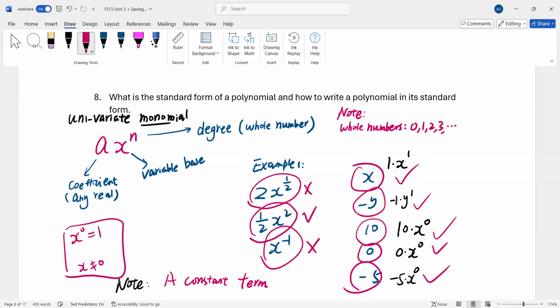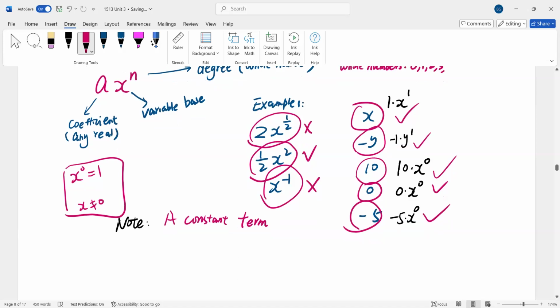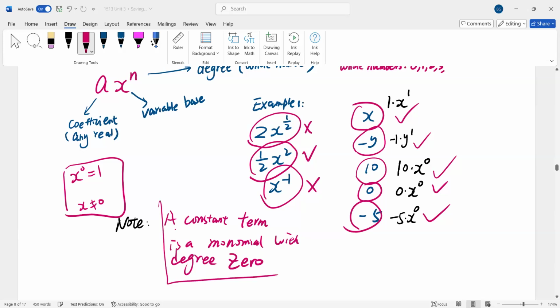Like 10, 0, or 95. A constant term is a monomial with degree 0. 0 is fine. 0 is a whole number. Okay, that satisfies the definition. Yeah, please have this conclusion in your note. A constant, a single number, a constant is a monomial with degree 0.